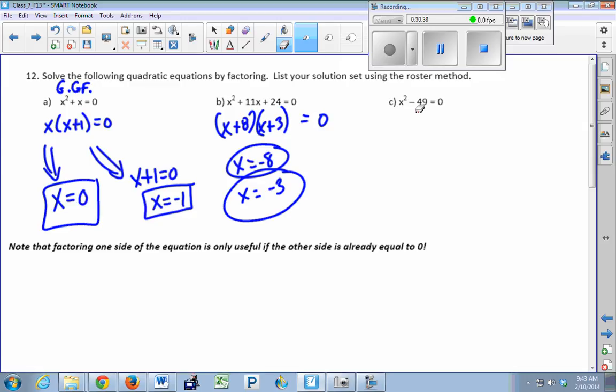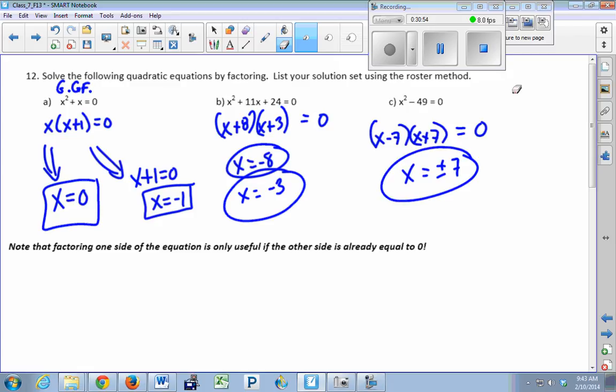And now, how do we factor C? I hope you have this in your toolkit. We have the difference of two perfect squares. So what do my factors look like? X minus 7, x plus 7. So my answers are x equals plus and minus 7. So factoring is another technique for solving quadratic equations.